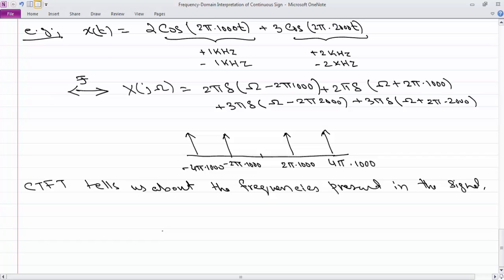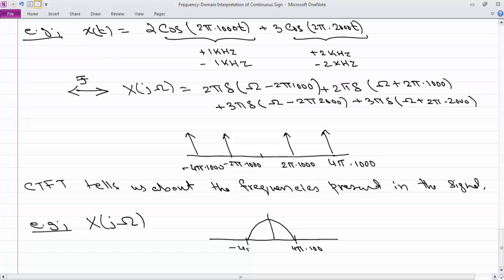So here is another example. If I have a signal X of j omega, which I prefer to draw because pictorially you can get a better sense, but of course you need to be able to relate the diagrams with the mathematical equation. Let's say my X of j omega is something like this. And this is, let's say, 4 pi times 100, and this is -4 pi times 100. So this is 200 hertz, this is -200 hertz.